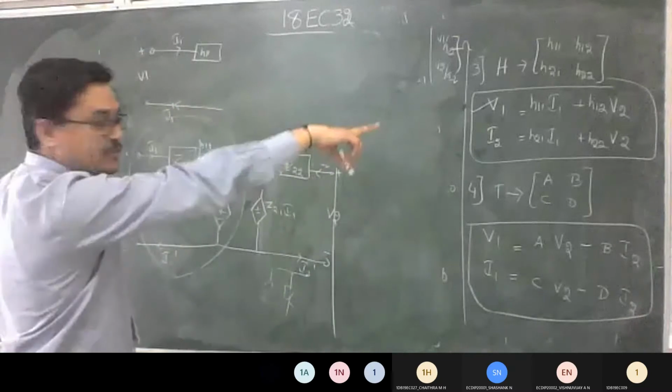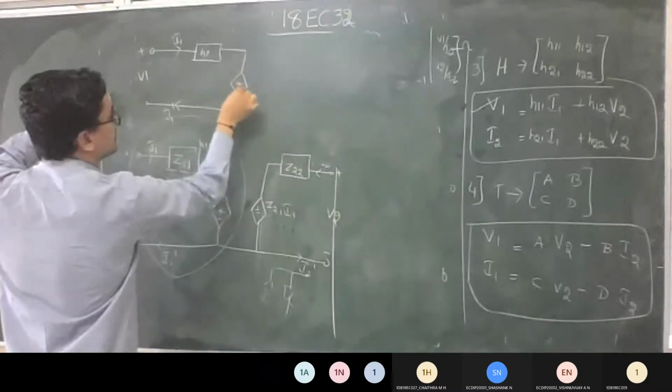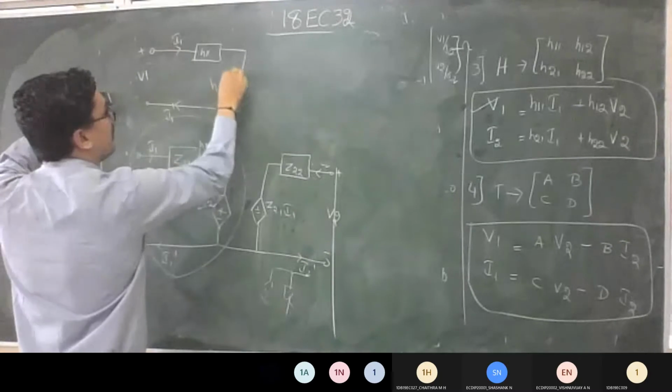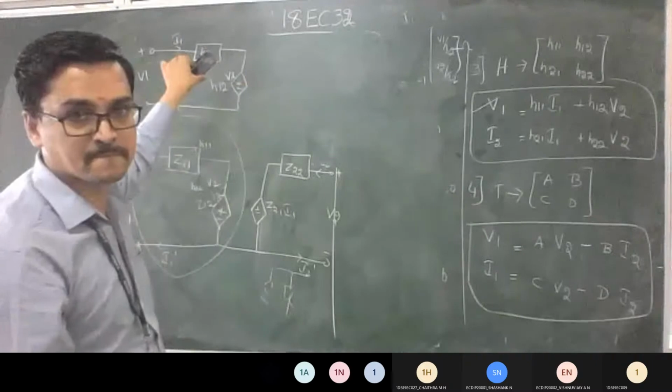Then you have a coefficient H12 with a source V2. So what do we have? A voltage source, but it is dependent, H12 depending on V2. This part first of all.